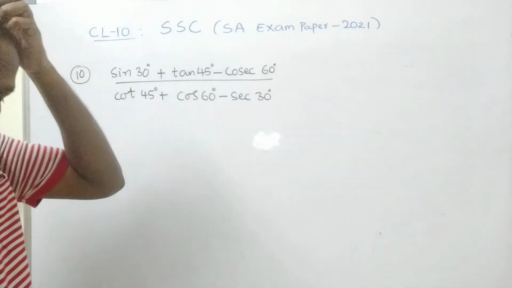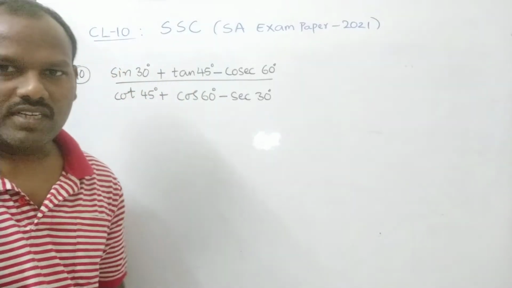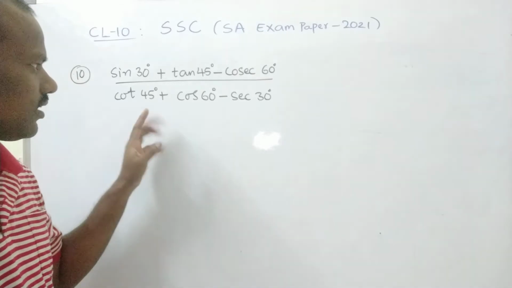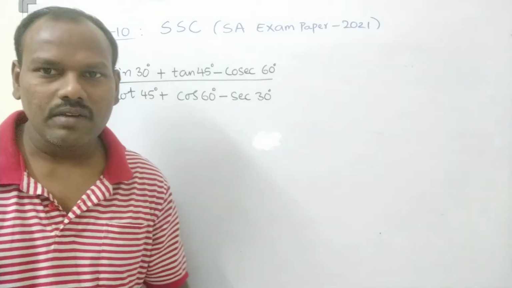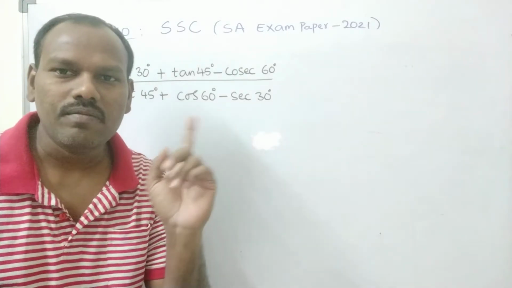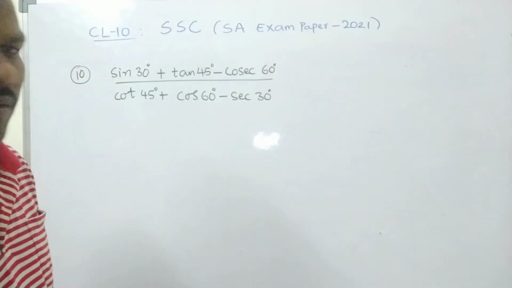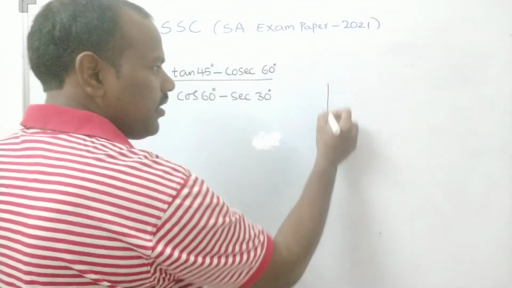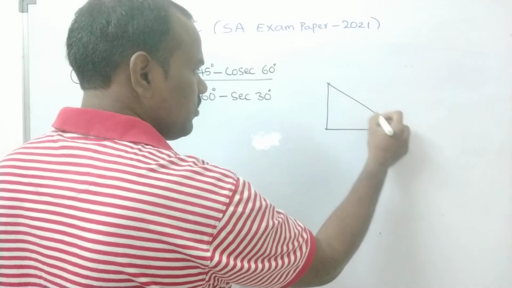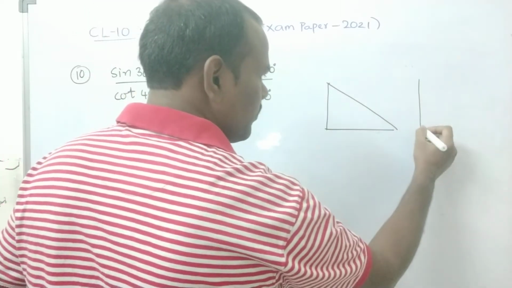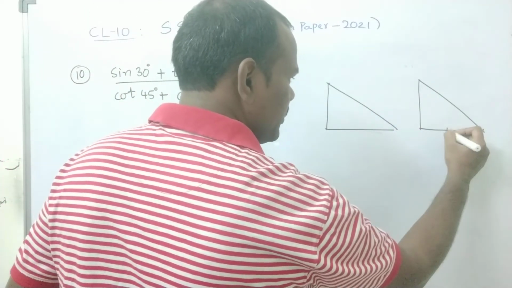Now if you see there, all the angles are standard angles: 30, 45, 60. So you have to use the trigonometry table, not the complementary angles. Actually, if you did not see, I made a video on how to find the angles with only 2 triangles. Two triangles are sufficient.